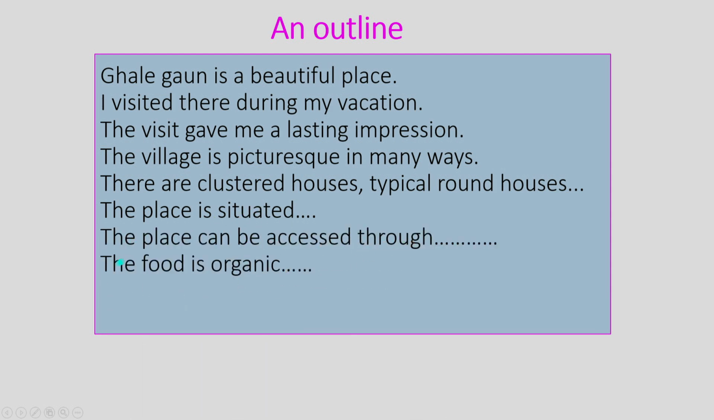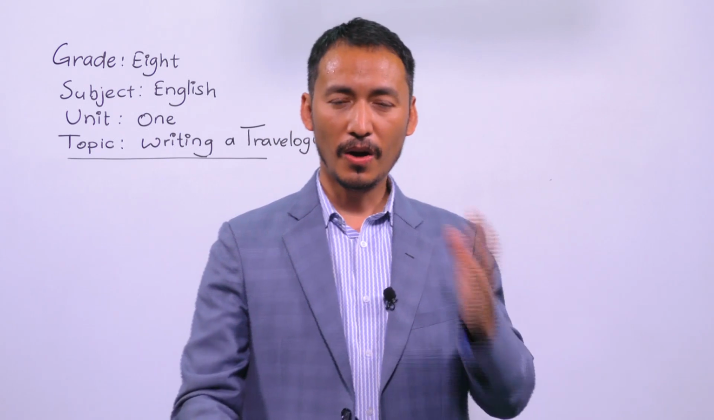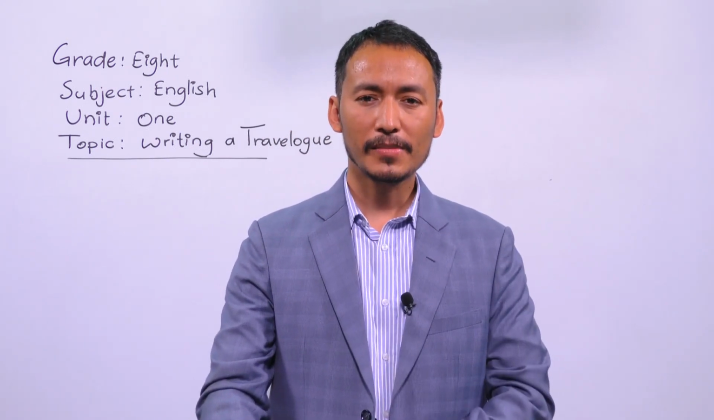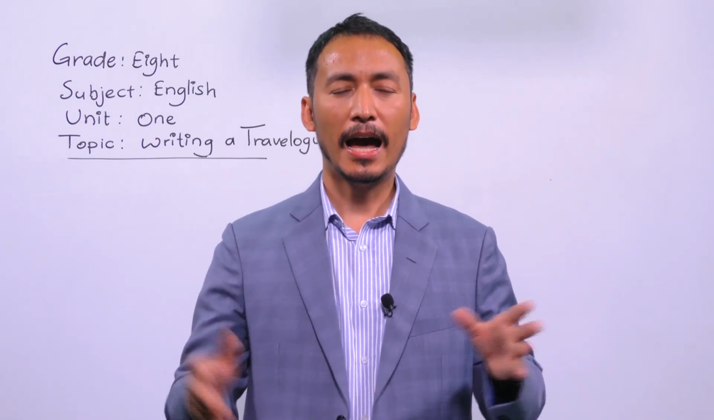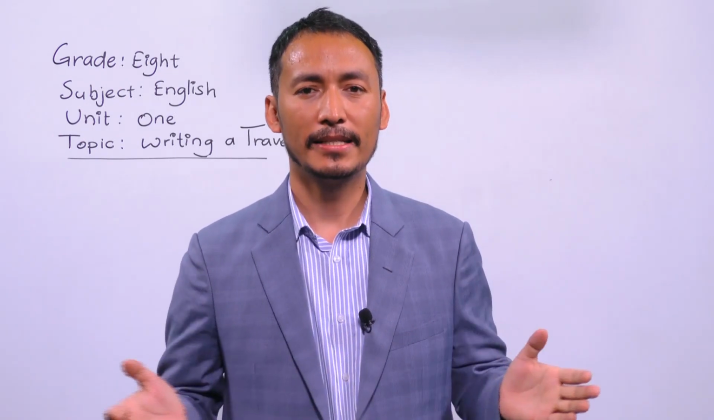The place is situated at, okay, you can add more information here. I have given just some clues here. So this is how your outline looks. You can go on making the sentences, or developing the notes into sentences. Okay, then let's see how a travelogue looks.